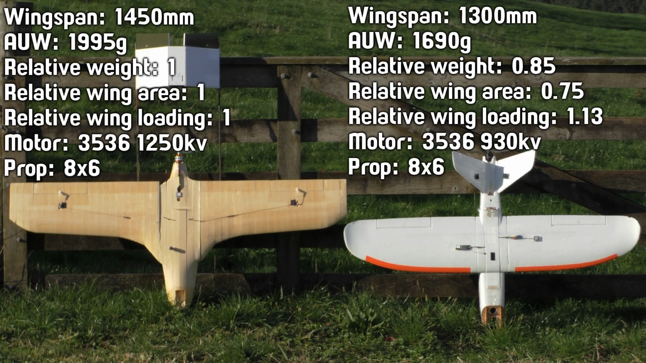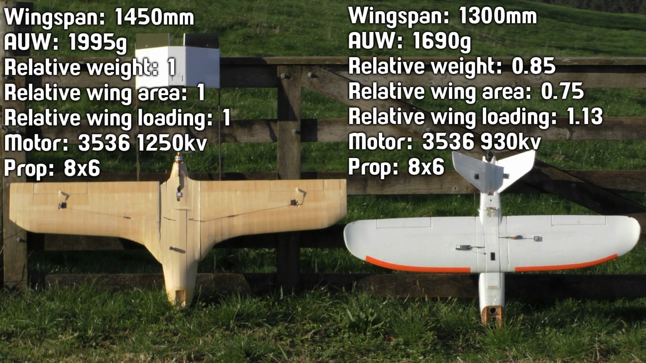Here are the stats for these two planes. So you can see that mine is slightly larger in wingspan and heavier, and also this photo shows us looking approximately straight down on the top of the planes, and we can see that the wing area of my plane is a little bit larger as well.